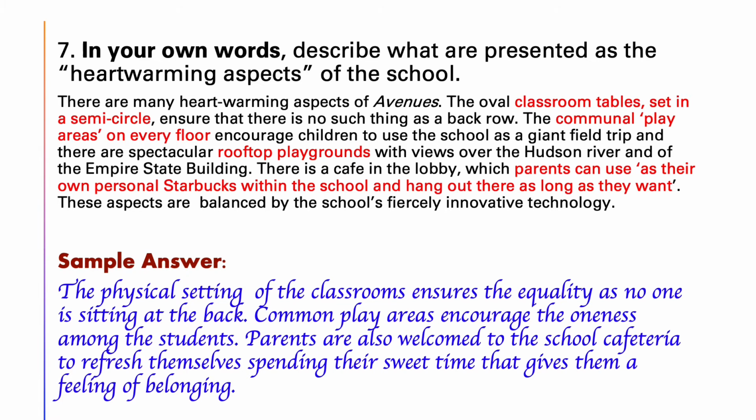Here the physical setting of the classrooms ensures equality. Classroom tables set in a semicircle ensure that there is no such thing as a back row. And it is different from the usual classroom setting. So there's no backward students to be found. Next fact is common play areas. Common play areas encourage the unity and integrity among students. And another fact is parents are considered a part of the school community so that they can hang out in the school cafe as long as they want.